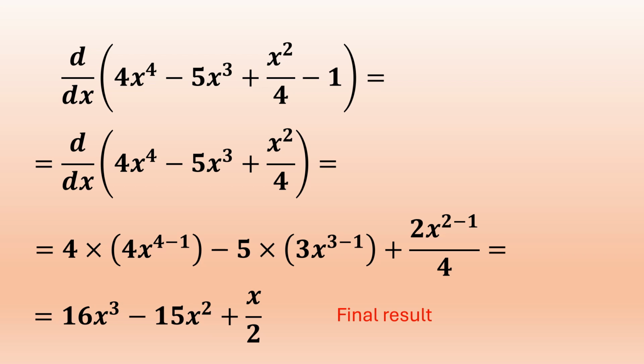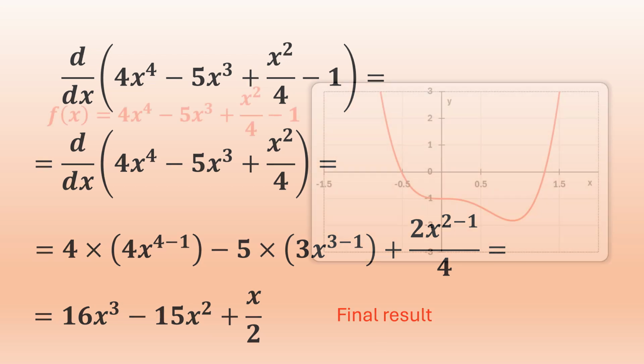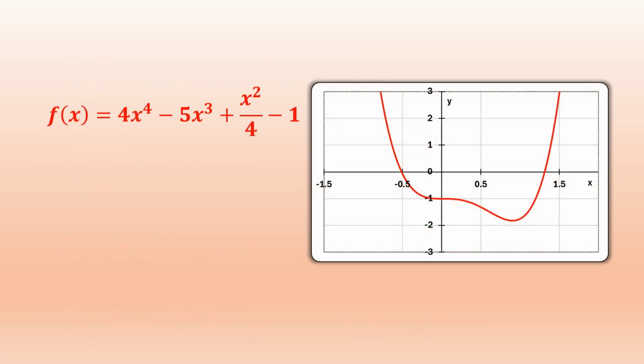Then the result will be 16x cubed minus 15x squared plus x over 2. Let's visualize the situation. In this picture, we can see the graph of our original function. It is a polynomial of the fourth order, and the graph is a nice smooth curve.